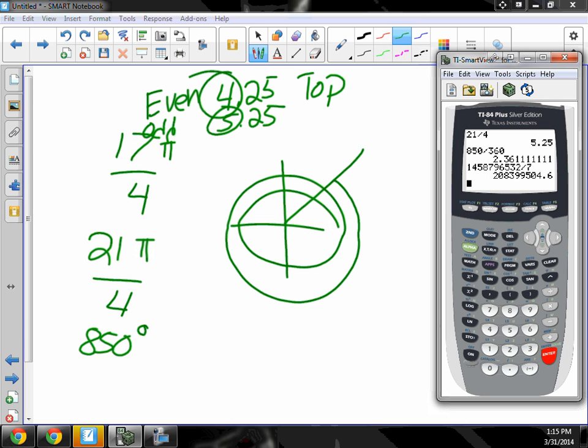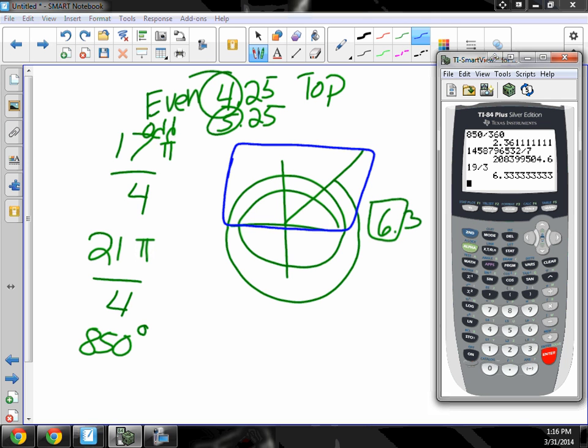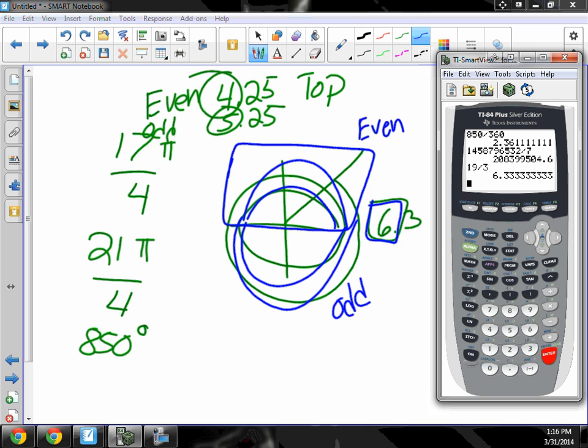Let's look at another one. 19/3. So 6.3. If this number is even, that guarantees I land in the top half. Because if you notice, the top half is from 0 to 1. The bottom half is from 1 to 2. And then from 2 to 3, 3 to 4, the top half is always an even number. The bottom half is always an odd number. So 6 is even, so it's in the top half. 30% of the top half would be quadrant 1. 1/3 of the top. Well, almost a third.